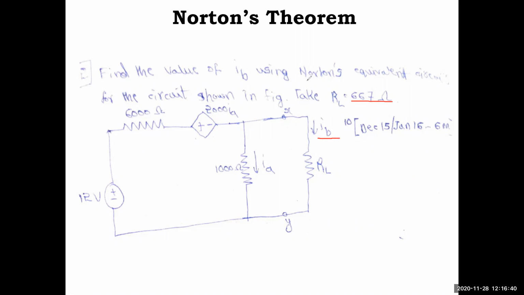We have to find IB using Norton's theorem. For that, as a first step, we need to find the Norton's current. For that we'll remove this load. For the first case we'll connect a current ISC, the short circuit current, and we'll find the ISC. That is the idea. First note down this question, and we'll solve this.